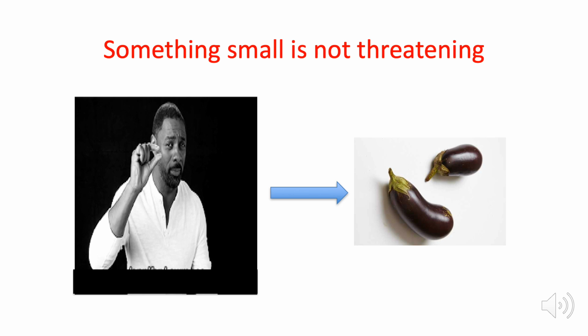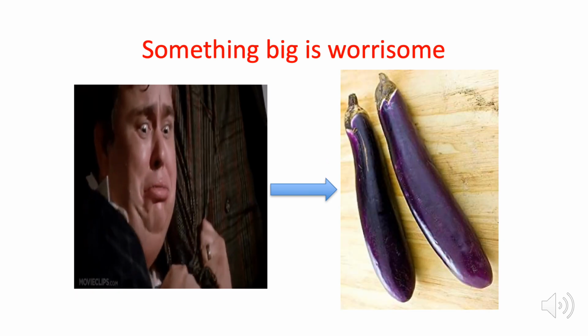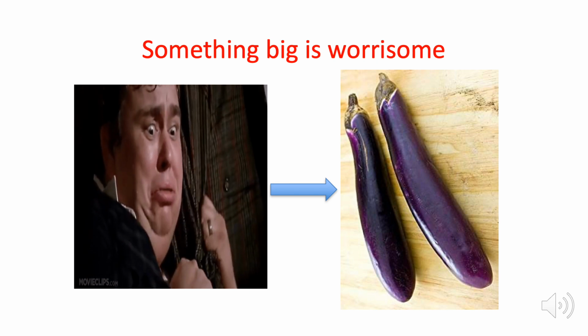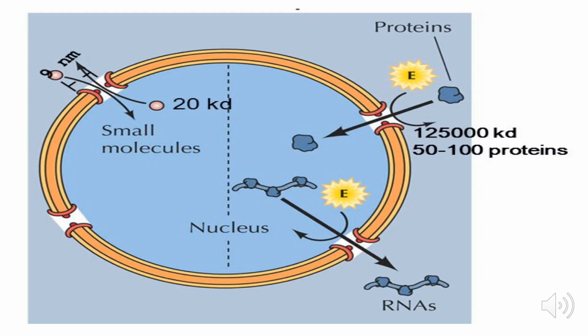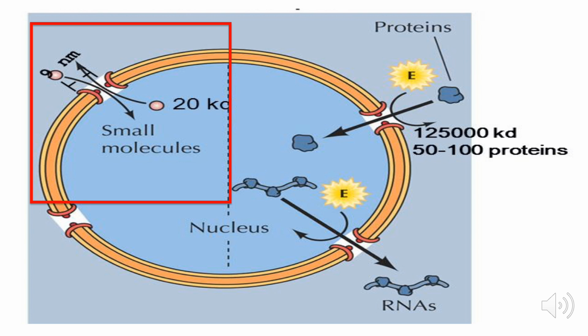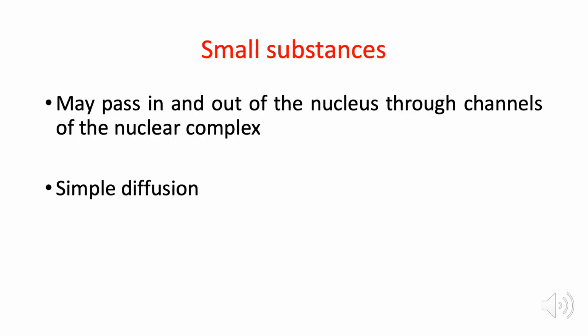Anything small is not threatening, but something big is worrisome. That's why the nuclear pore will allow small substances to just easily go in and out of the nucleus through simple diffusion, because small substances have less tendency to cause the DNA to have mutations. Again, small substances may pass in and out of the nucleus through the nuclear pore complex through the process of simple diffusion.